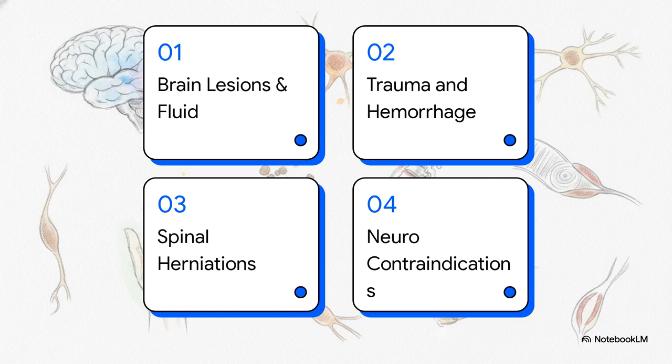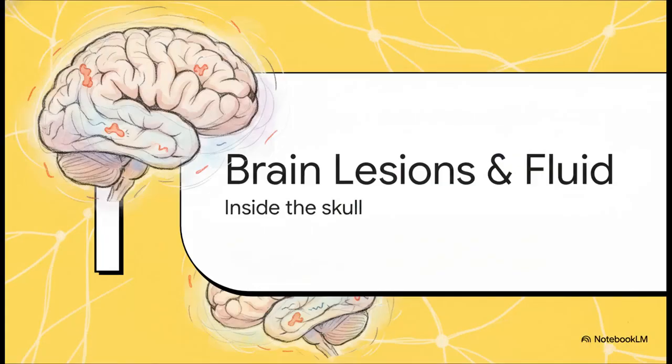First, we'll cover brain lesions and fluid flow. Second, head trauma and hemorrhage. Third, diagnosing spinal disc herniations. And finally, number 4, critical neurological contraindications. It's a lot of ground to cover, but we're going to logically unpack it all by moving straight anatomically downward. Okay, let's dive into section 1, brain lesions and fluid flow.